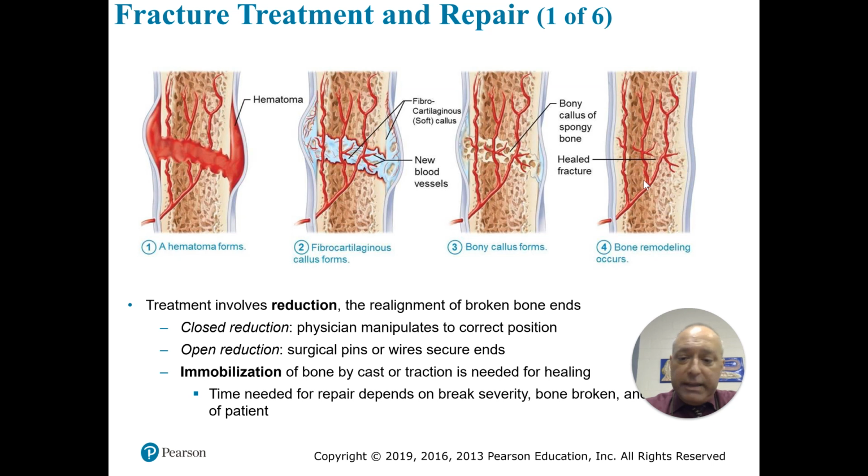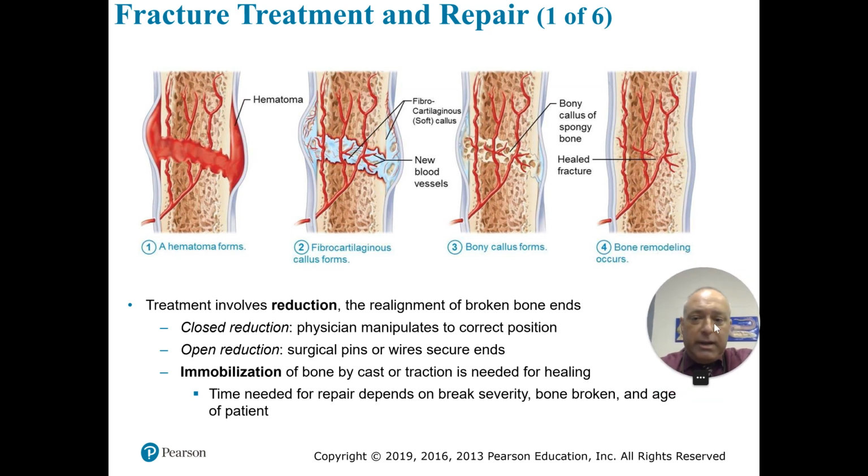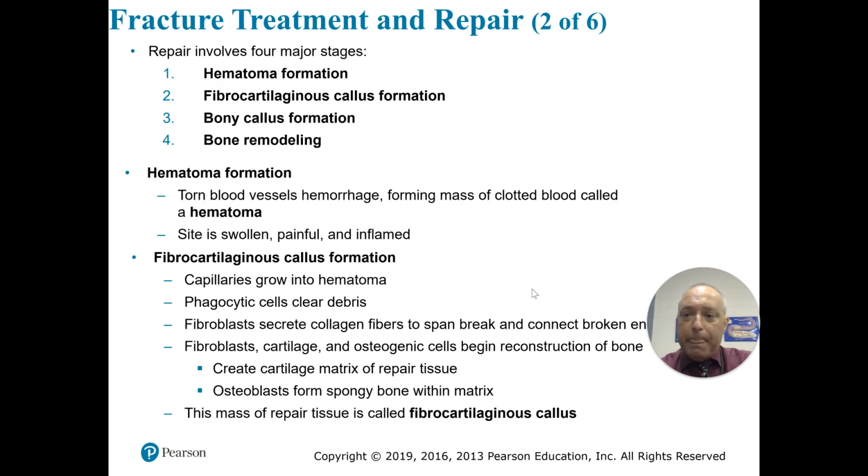after some remodeling. So the treatment involves reduction, which is a realignment of the broken ends. In closed reduction, the physician will manipulate to correct the position, but in an open reduction, surgical pins and wires secure the ends. Immobilization is when traction is needed to heal, where you have to keep the bones at a certain distance apart so that they come together normally.